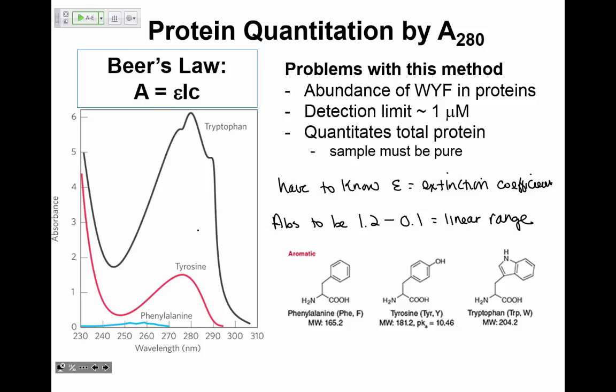So let's say I add my protein and I get an absorbance of something like 10. This happened to Emily yesterday. She put in her protein and she had an absorbance of 20, which is good because that means she has a bunch of protein. But I just told you that absorbance has to be between 1.2 and 0.1. So what do you think she did? She diluted it, yeah. And so you always have to go back and factor in that dilution factor.